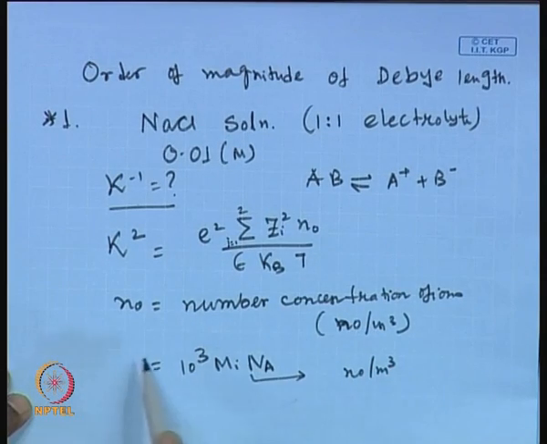So, this is the conversion. If you would like to calculate the number concentration, you multiply molar concentration by Avogadro number multiplied by 1000, so that the number concentration will be in the unit of number per unit meter cube. If you do not multiply by 1000, it becomes number per unit liter. Okay.